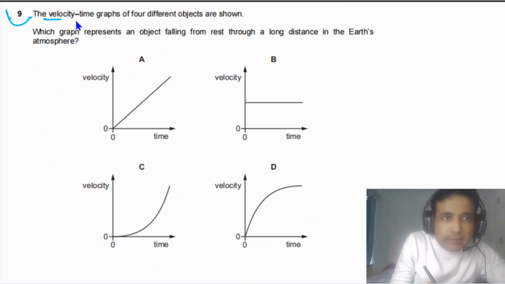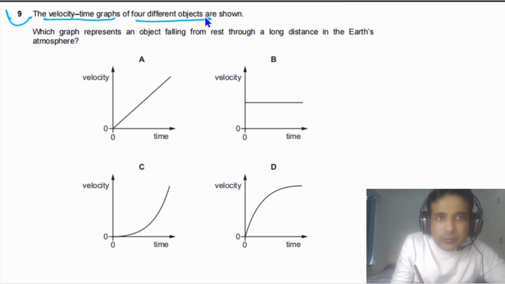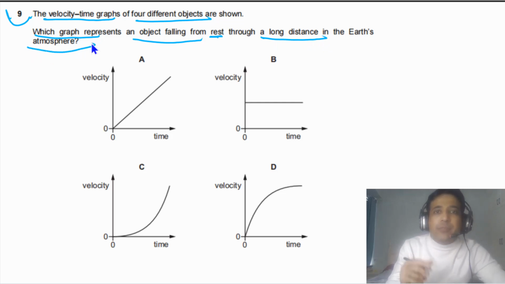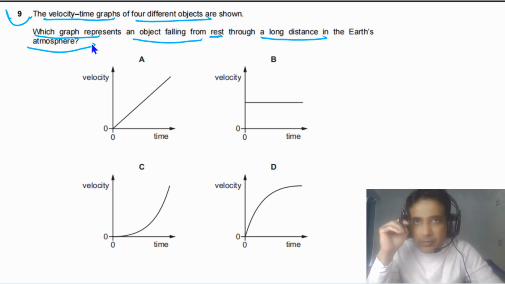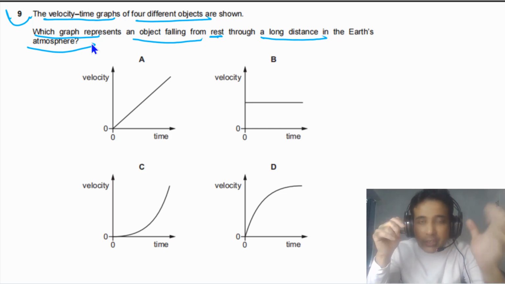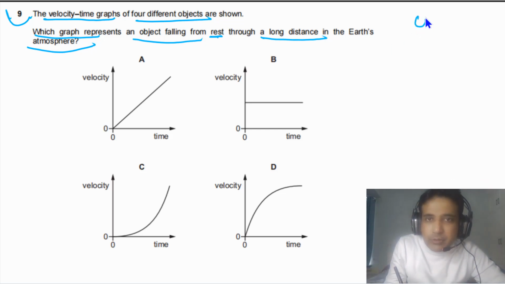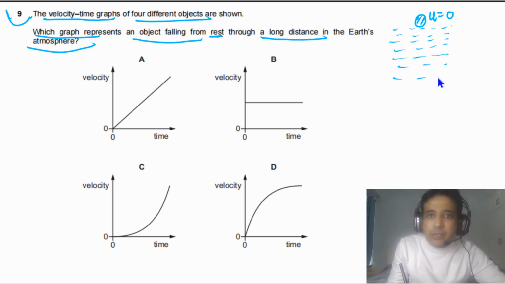Question number 9 says the velocity-time graphs of 4 different objects are shown. Which graph represents an object falling from rest through a long distance in Earth's atmosphere? So it simply means that the ball started from rest and we cannot ignore air resistance. So we can imagine we have a ball and the initial velocity of this ball is equal to 0, and in this case air resistance is not negligible because there is Earth's atmosphere. So these dots are representing the atmosphere.